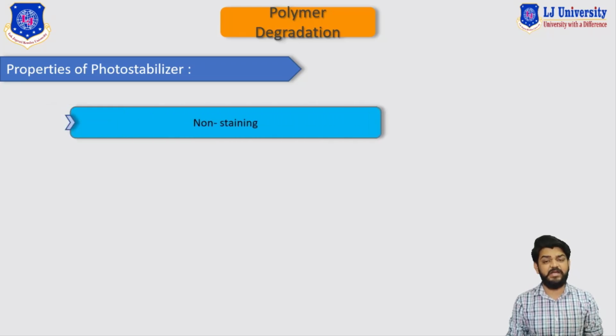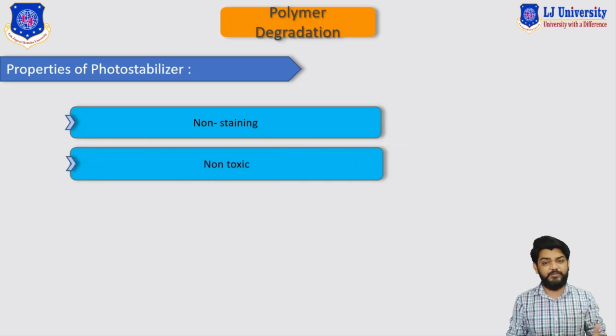As you can see here, the first property of the photostabilizer is that it is non-staining, as it should not create any stain on the polymer, right? We use this photostabilizer on polymers which generally have bright colors, so it would be a failure of the photostabilizer if it creates stain on the polymer. Stain means it will create black kind of dots on the polymer surface. So our photostabilizer should not create any staining on the polymer.